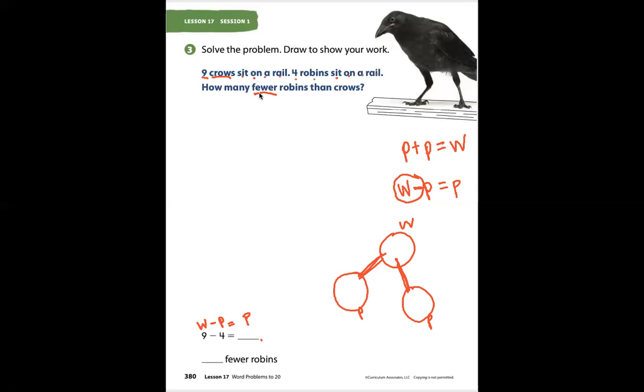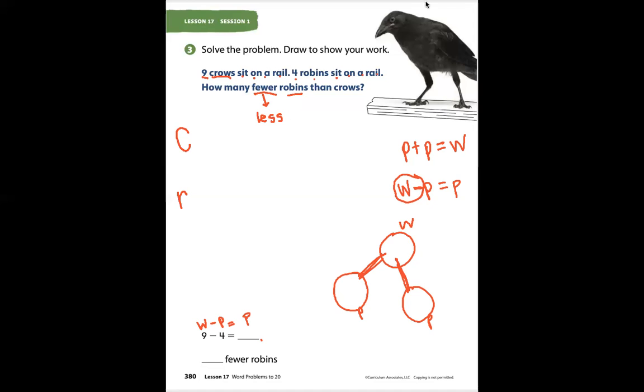Ooh, looks like we're subtracting to compare again. So we have crows and we have robins, right? And we're going to compare how many crows and how many robins there are. And it says fewer. What does fewer mean? How many more than, how many less than, mean subtract. How many fewer, how many less? What's the difference? Mean subtract. How many fewer robins? And fewer means less. Okay, so how many less robins are there than crows?